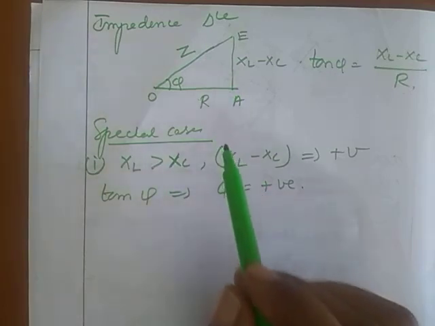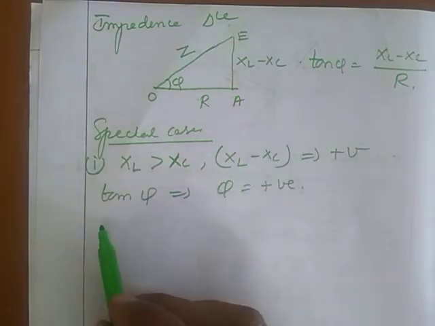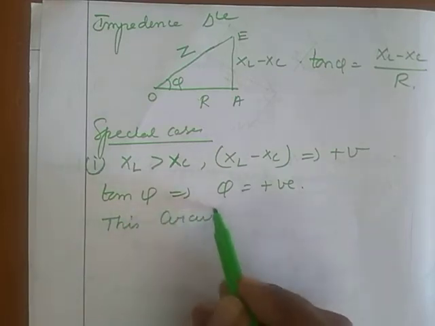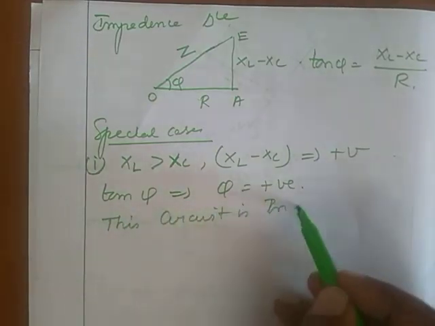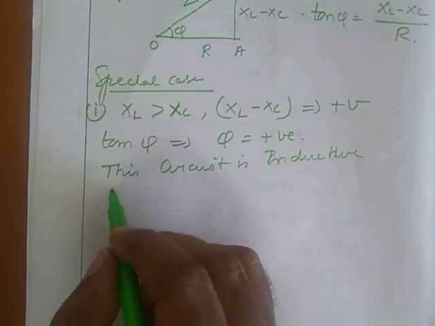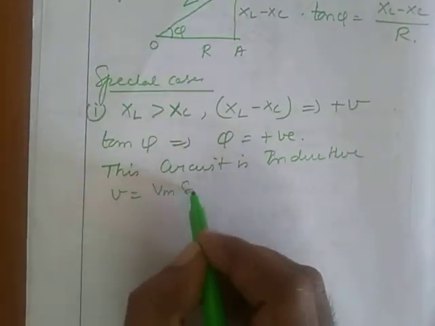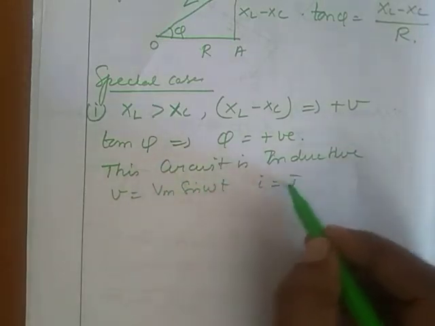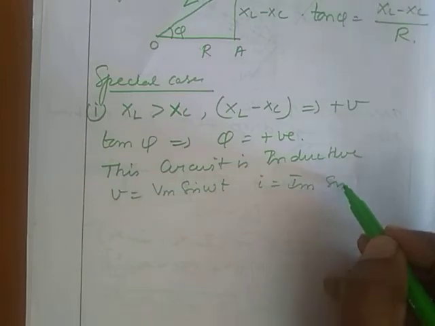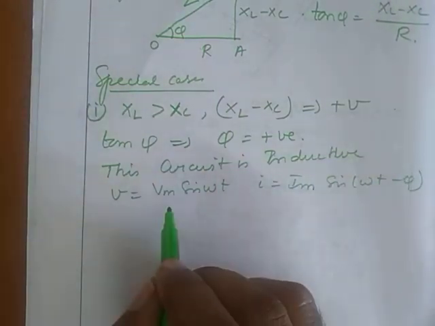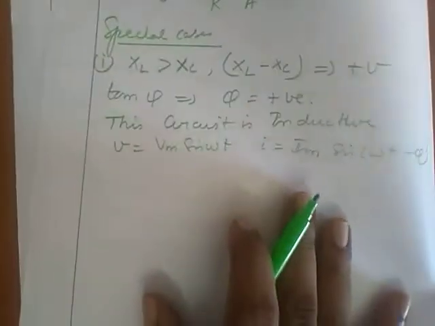So this circuit is called an inductive circuit. For an inductive circuit, V is equal to Vm sin omega t, and the current can be written as I is equal to Im sin (omega t minus phi), because the voltage leads the current by the phase angle.